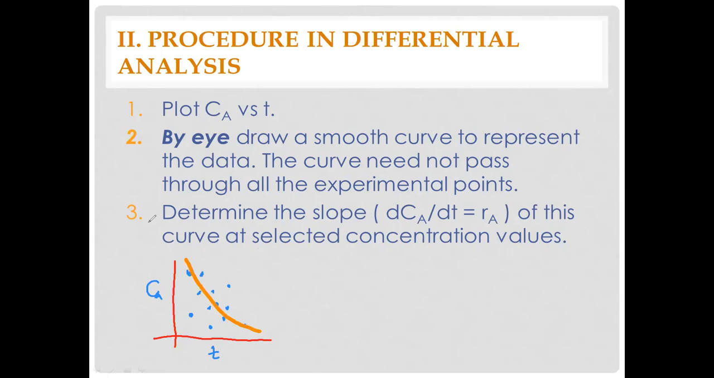According to step 3 here, you're going to select concentration values. And based on those concentration values on your curve, you are to determine the slope. What does this mean? So this one. Now let's say I'll choose this concentration value here. So I have one here, I have one there, I have one here. The more points you select, the better, because you will have more dCA dt values. So you have selected 4 points here.